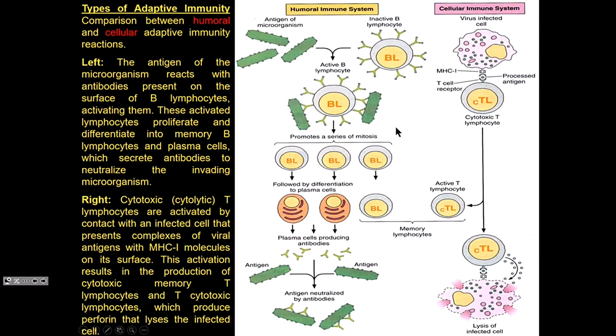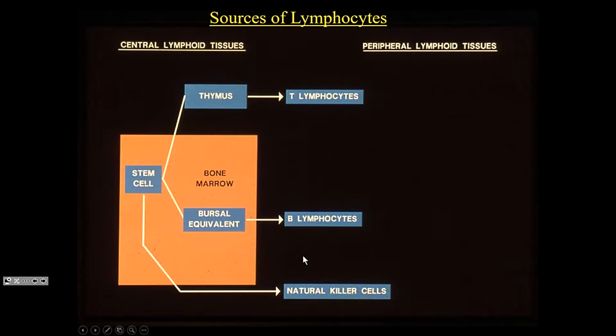So that's cell-mediated immunity, where the cytotoxic T cell directly destroys an infected cell, or humoral immunity, where B lymphocytes differentiate into plasma cells and produce antibodies against the bacteria. So where are these lymphocytes coming from? We talk about the immune system as having central lymphoid tissues and peripheral lymphoid tissues. The central lymphoid tissues basically are twofold. The B cells are derived from the bone marrow, and the T cells start out as stem cells, migrate to the thymus, where they undergo maturation as thymocytes and then become T cells.